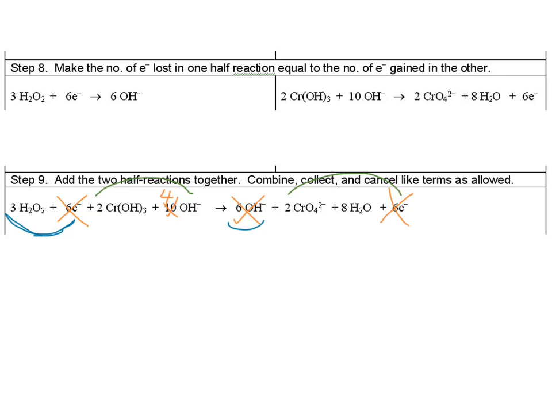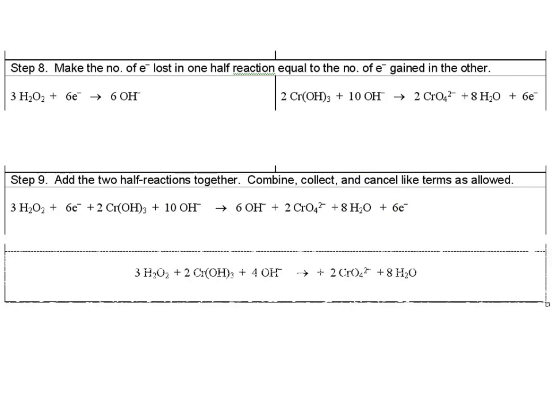Okay. So rewrite it, and this is what you get. That's step number 10, which is to verify. So let's take a quick look at charge on either side of the reaction arrow. It looks like we have a -4 over here, and a 2 times -2, -4 over there. So that all works.